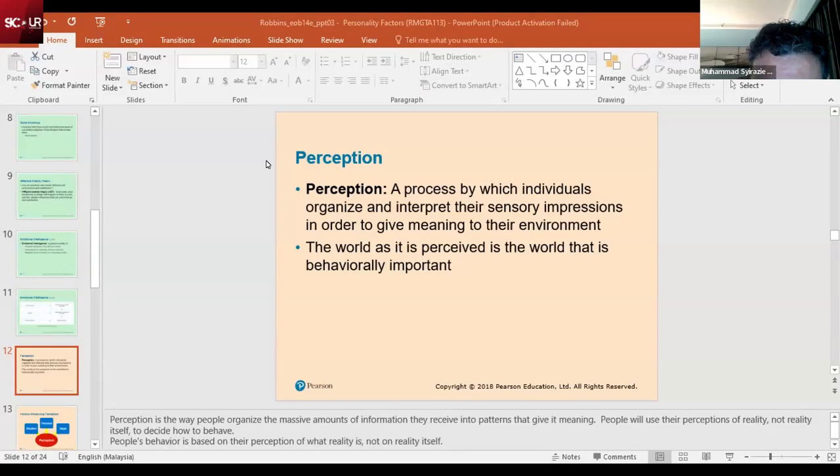The world as it is perceived is the world that is behaviorally important. It means that people's behavior is based on their perception of what reality is, not on the reality itself. People will use their perception of reality, not reality itself, because when you perceive something of one occasion or incident, it doesn't mean that other people will perceive it the same way. You have to remember that.